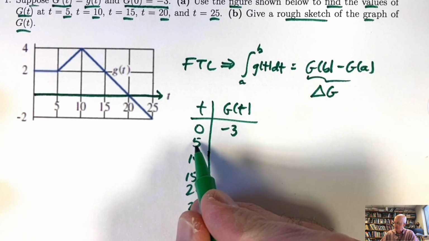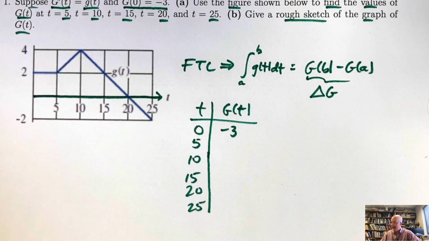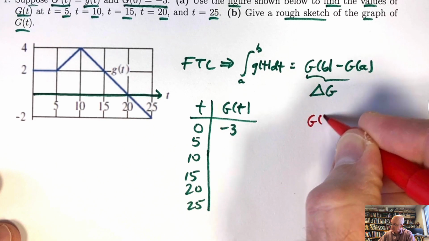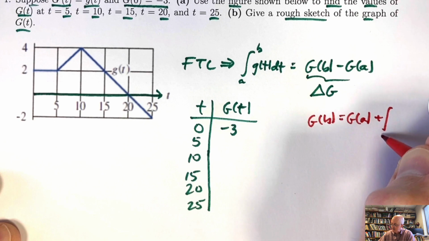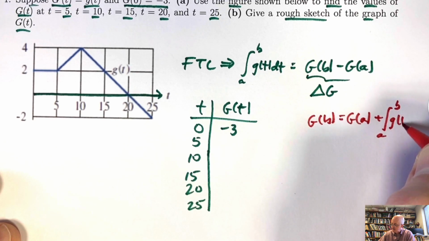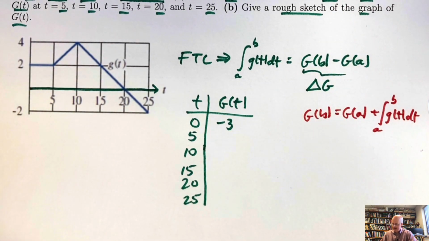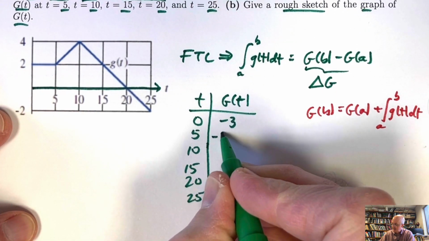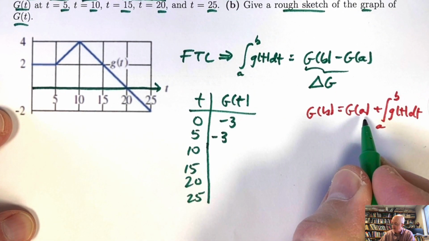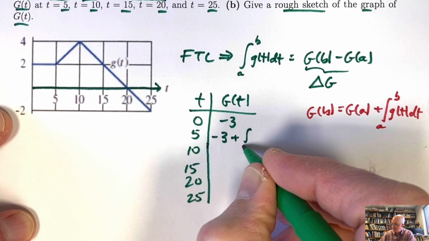What about capital G of 5? Use this equation. We can think about it by adding capital G of a to both sides. We can write capital G of b equals capital G of a plus the integral from a to b of little g of t. So what does that mean? That means that at t equals 5, we take the value of capital G at 0, which acts like the a, and add the integral of little g of t from 0 up to 5.